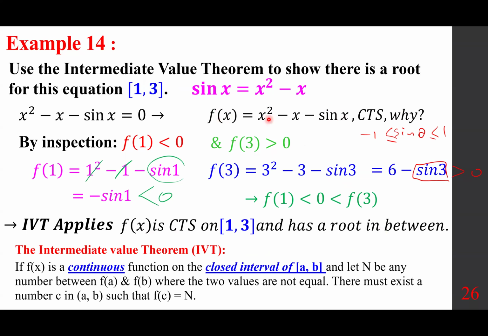First, we mentioned that this is continuous from negative infinity to positive infinity because it's a combination of a polynomial and sinusoidal function, which makes it continuous in the given interval of 1 to 3. Then f of 1 happened to be negative, f of 3 is positive, and the IVT applies, and it must have a root. And when we say it has a root, it may have even more than 1, but at least 1 root.